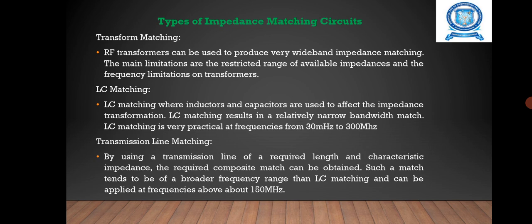First one is transformer matching. Here RF transformers can be used to provide very wide band impedance matching. Here the main limitations are the restricted range of available impedances and the frequency limitations on transformers.